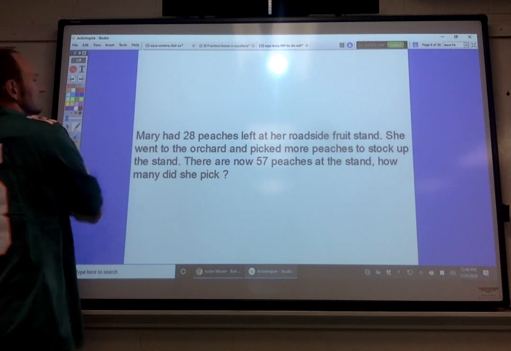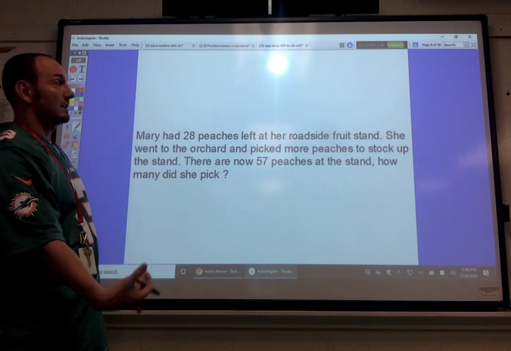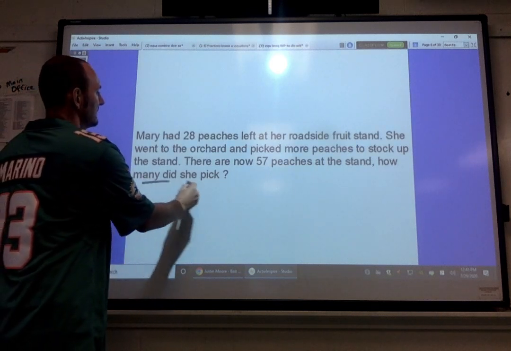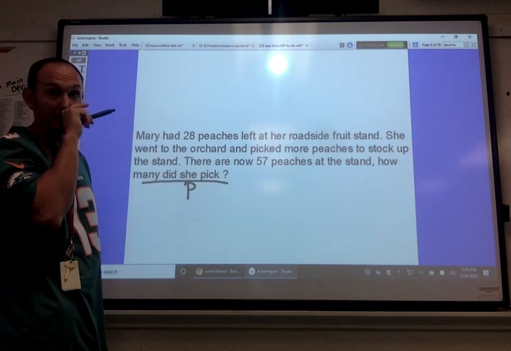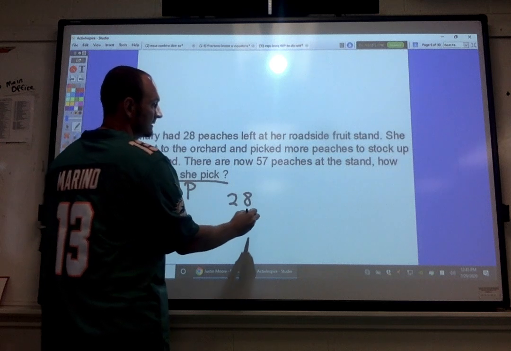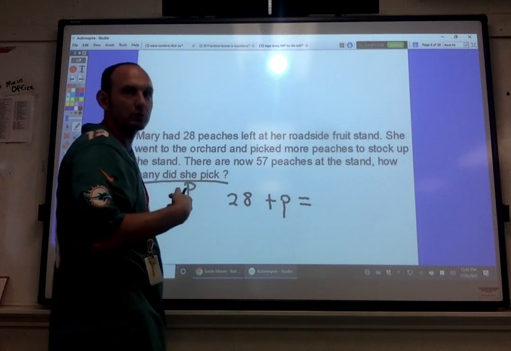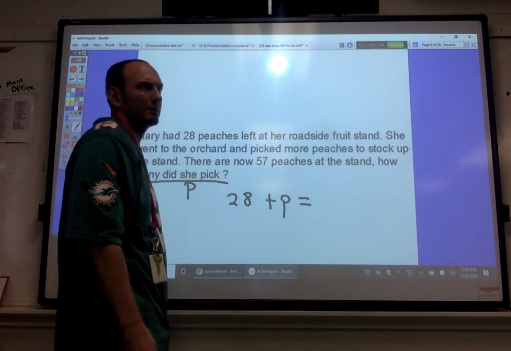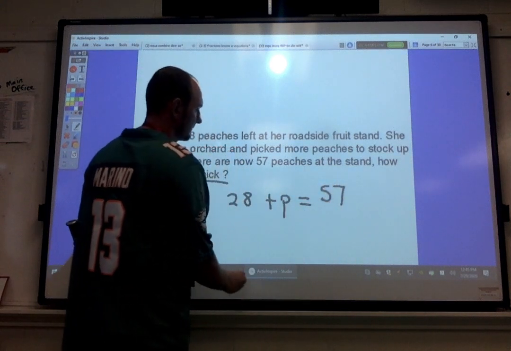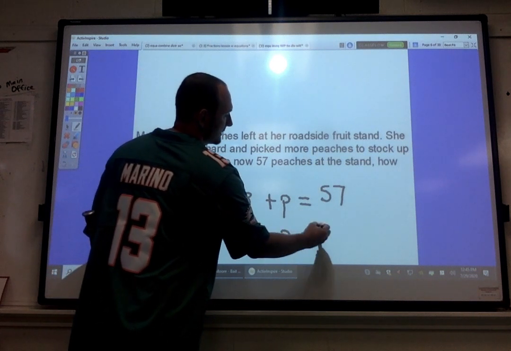Alright, Mary had 28 peaches left. Sounds very similar to what we just had. She went to the orchard to pick more, so she went and got some. There are now 57. How many did she pick? So P, again, I use for what she picked. So I started with some. It was 28. Then I went and got more. We don't know how many. Again, your variable is what you don't know. It's what you're looking for. So 28 plus the number she picks should equal 57. Or 57 minus what she picked should give me what we started with.